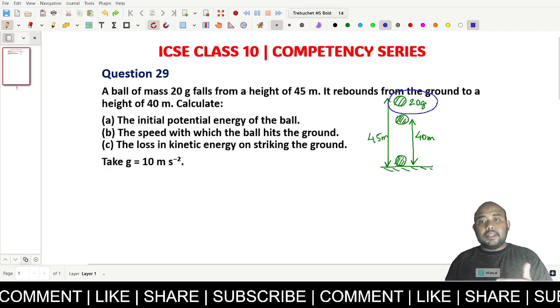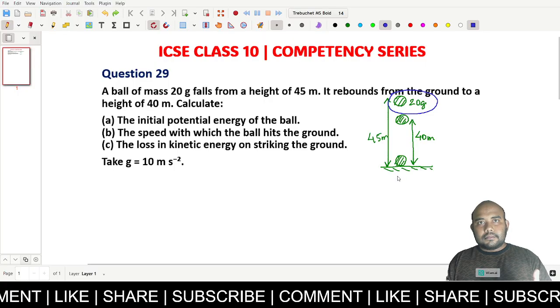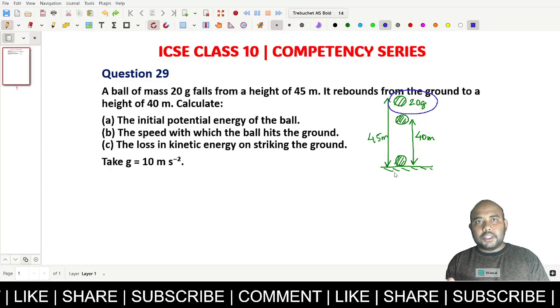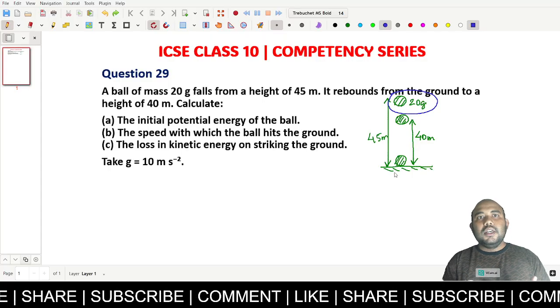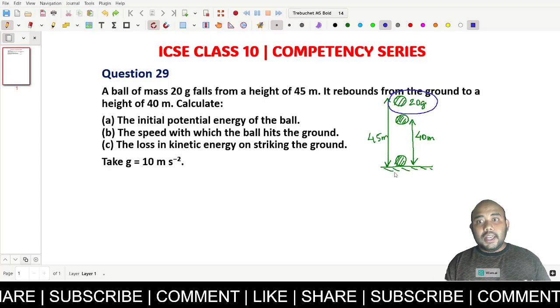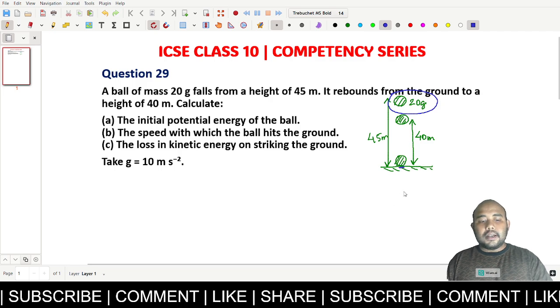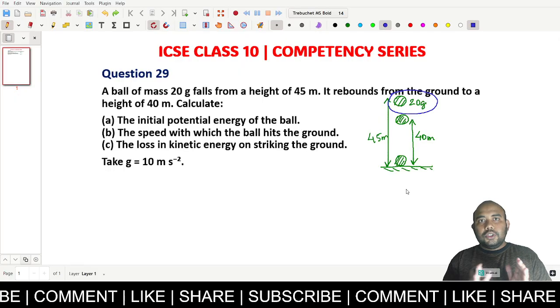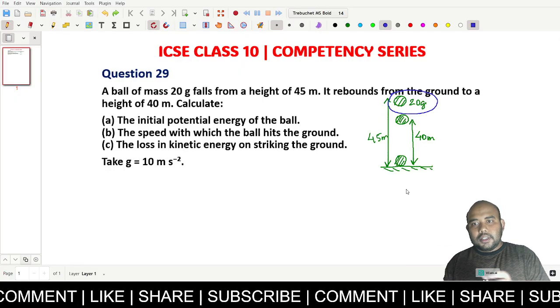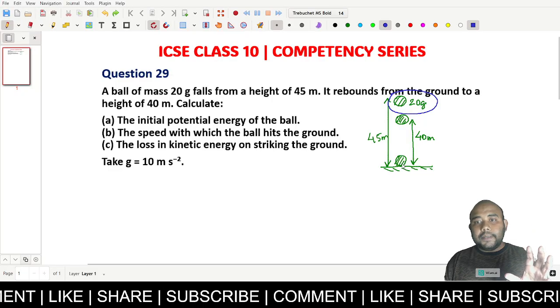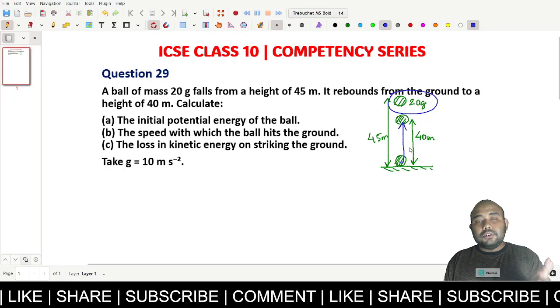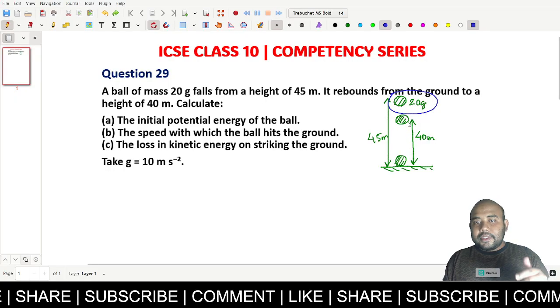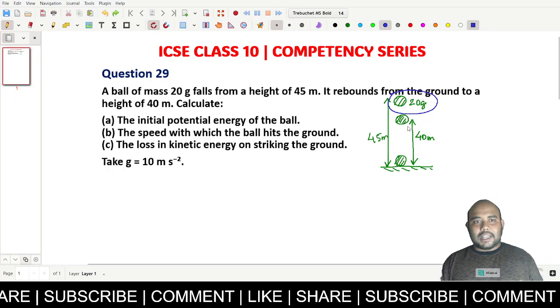So after the ball has struck the ground, it loses some part of its kinetic energy, because some part of the kinetic energy changes to sound energy and heat energy. Obviously when the ball hits the ground, you will hear a sound. Some heat due to friction is also produced. So some amount of kinetic energy got lost, but the remaining part of the kinetic energy caused the ball to rebound up, and that's where we will use the physics. I will explain you this question.